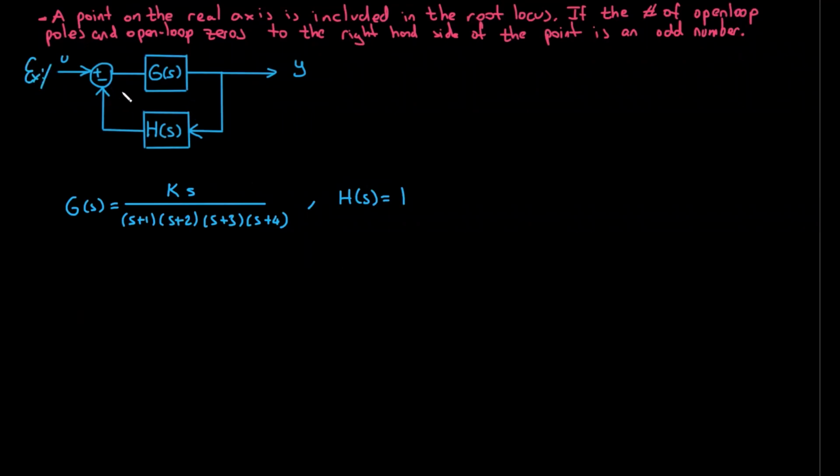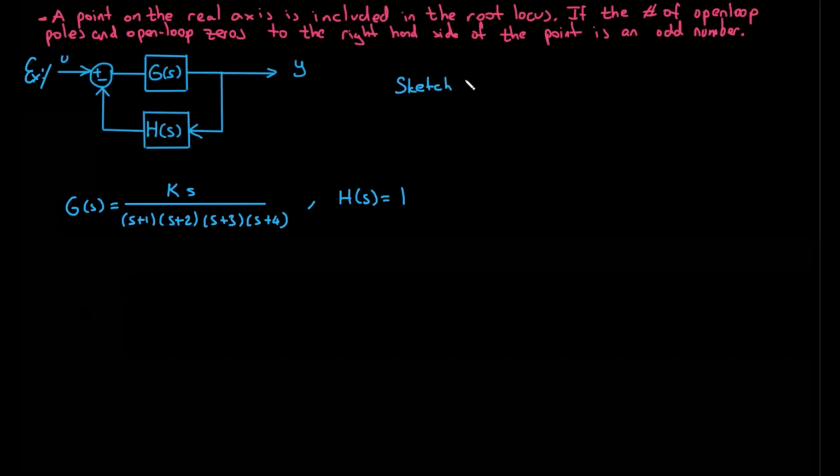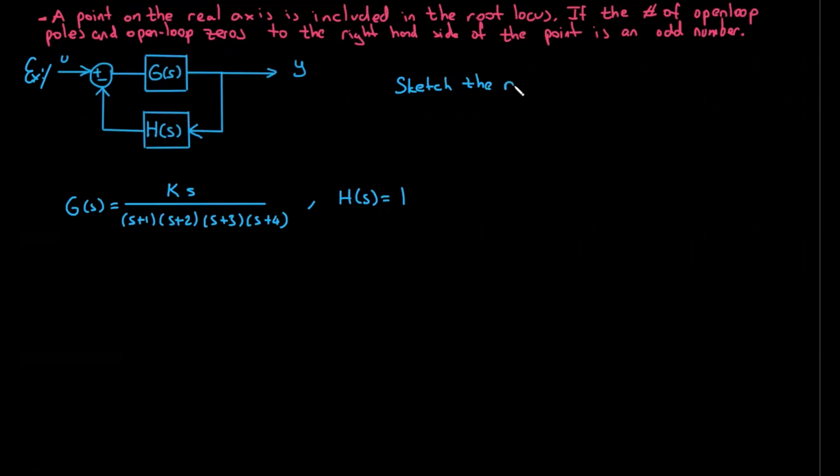Okay, we are given a standard feedback loop over here with the forward path gain as G(s) = K / (s(s+1)(s+2)(s+3)(s+4)). And we have a unity feedback where H(s) is equal to 1. And what we are asked to do is to sketch the root locus when K is changing from 0 to infinity.